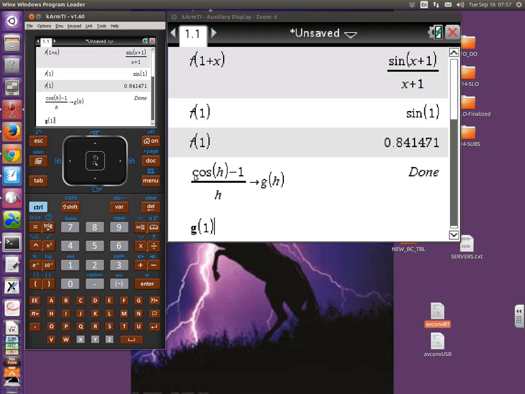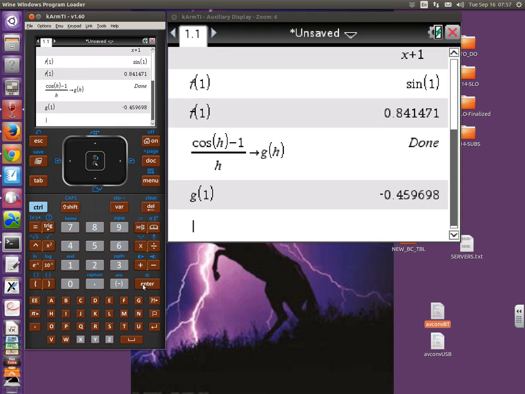But what's g of 1 going to be? It's going to be cosine of 1 minus 1 over 1. Thanks. I want the decimal version. How do I get that? Do I hit enter? Control enter. Okay, control enter will give me the decimal instead. There you go. And that's what we were trying to do yesterday.